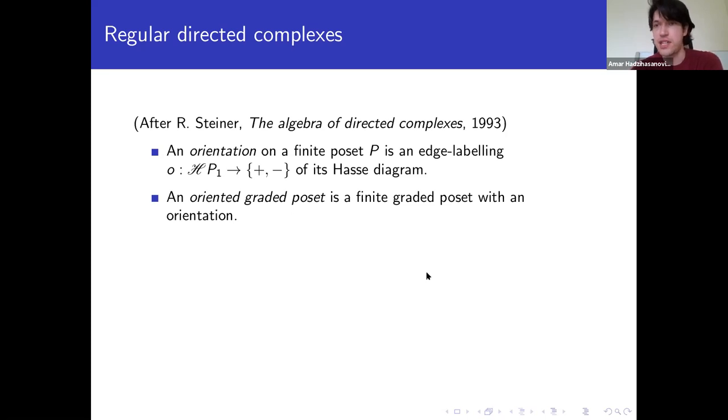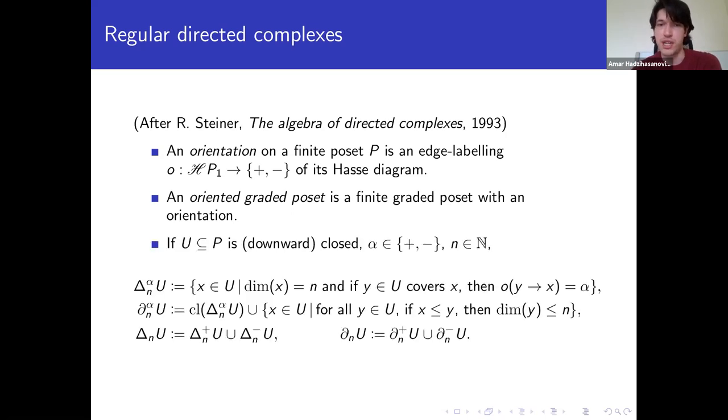And the nice thing is that just from the structure of an oriented graded poset, taking a downward closed subset of this poset, we have an intrinsic notion of what the output and input boundary of this closed set is. I'm not going to go into details of how, but the point is that just from these data, there is one sensible notion of what the input boundary and the output boundary of every closed subset is, given in terms of this structure.